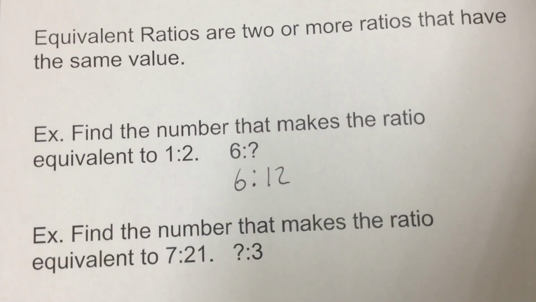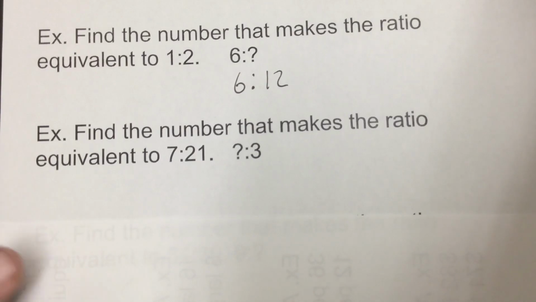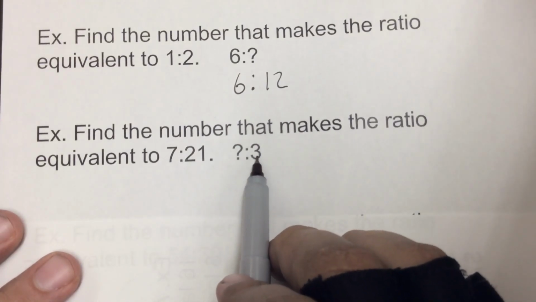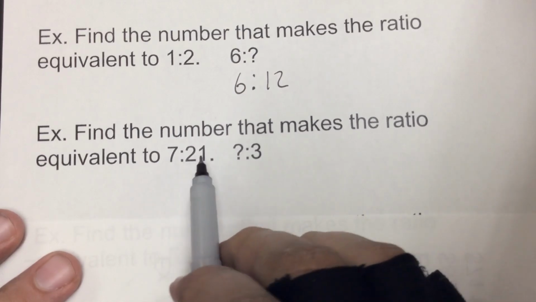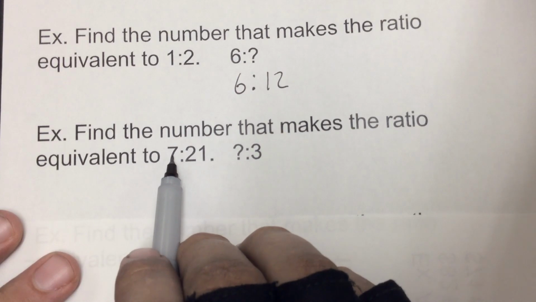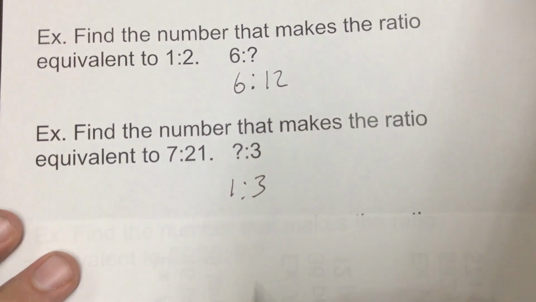So 7 to 21, we want to get down to something to 3. So here we're going to go smaller. The last one went bigger. Here we're going smaller. So same idea though. What would I take times 3 in order to get 21? Well, I would take 7 times 3 to get 21. So what would I take times 7 to get 7? Well, 1 times 7. So 1 to 3 would be that ratio.